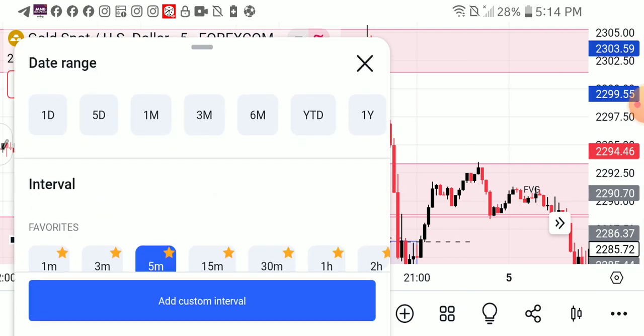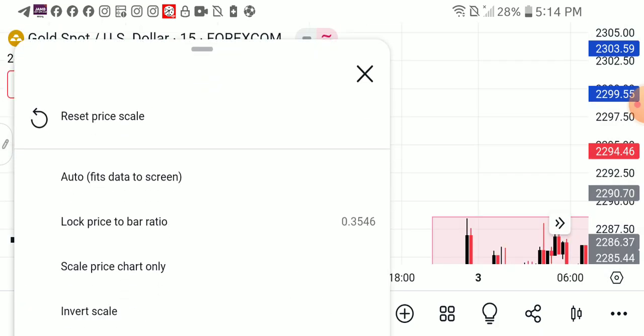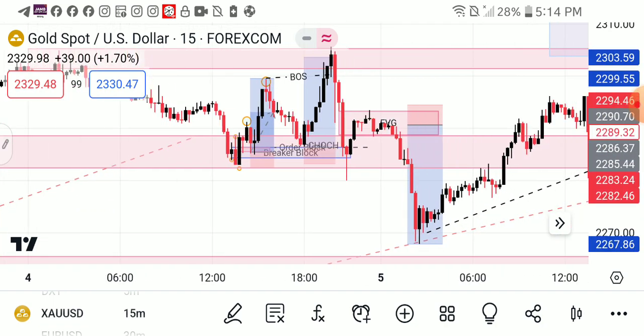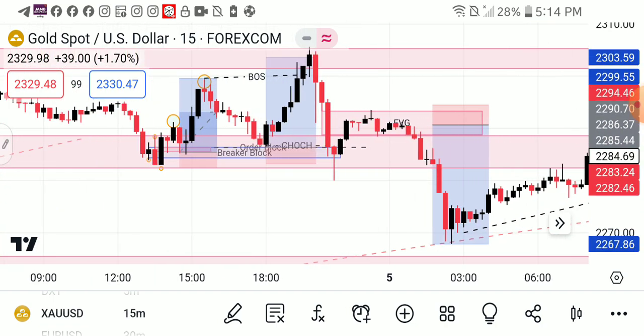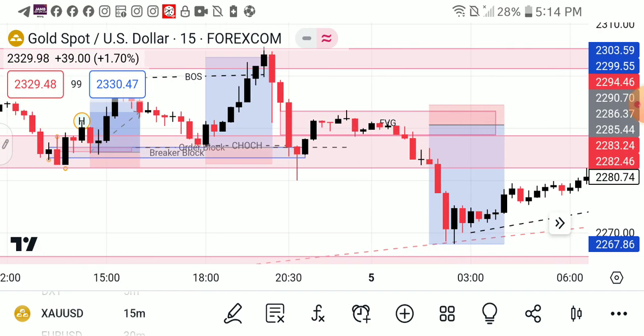So now, on the 15-minute chart, I'm looking for my fair value gap. Where is the fair value gap after the change of character? As we know, fair value gaps are imbalances that are created between three candles. Now, where's the fair value gap at this point?